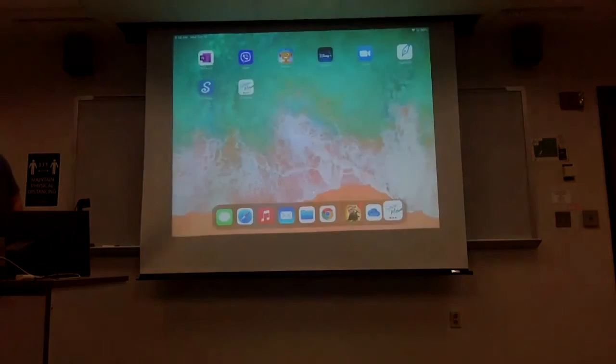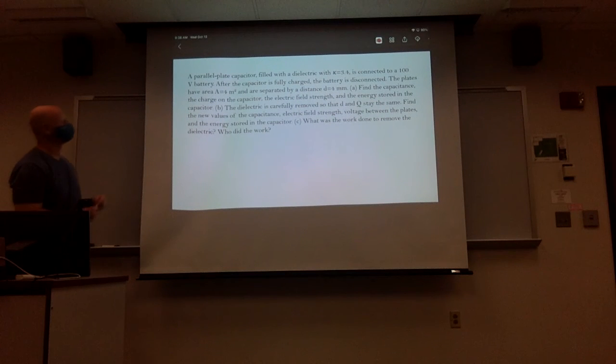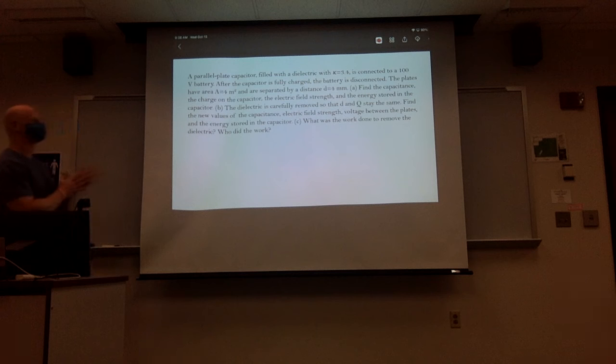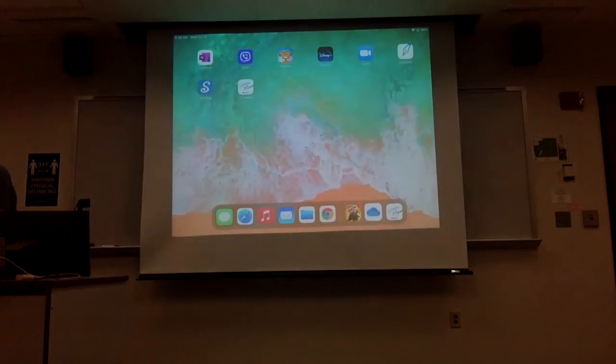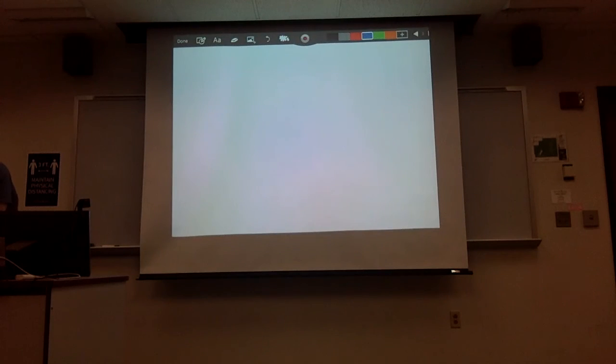Okay, so now what? Let's go back to our problem. It says the dielectric is now going to be carefully removed so that the distance d and the charge q stay the same. We then want to find out the values of the capacitance, the field strength of the electric field, the voltage between the plates, and the energy stored in the capacitor. So let's do that. Here is now my capacitor. I'm going to pull out the dielectric material.